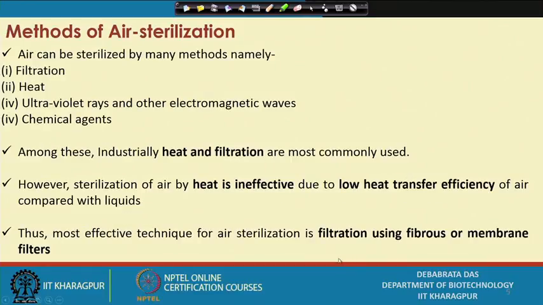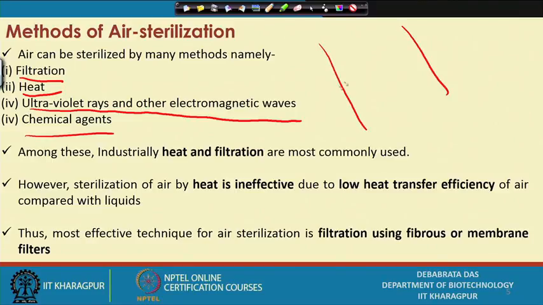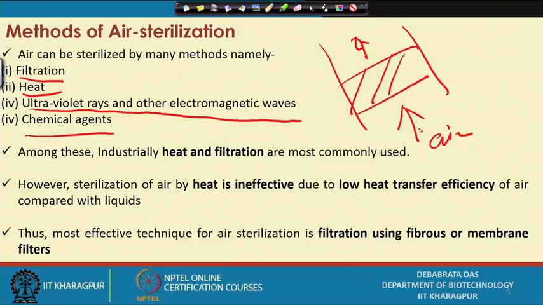Now, the question comes: what are the methods by which air can be sterilized? Air can be sterilized by different means. One is filtration, another is heat, then ultraviolet rays or other electromagnetic waves, and chemical agents. Filtration we understand very easily. Suppose this is a column and you have a filter, and you pass air through it. Whatever suspended particles are present, that we have fiber here or membrane here, the particles are entrapped in between.